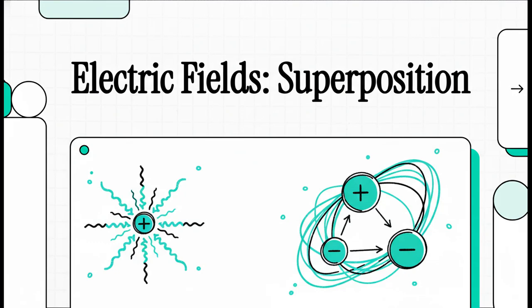Hey there, and welcome. So, we've talked about how a single lonely charge creates an electric field around it. But let's be real, the universe is rarely that simple. Today, we're going to tackle what happens when charges team up, when you have a whole system of them all interacting at once. Let's get into it.